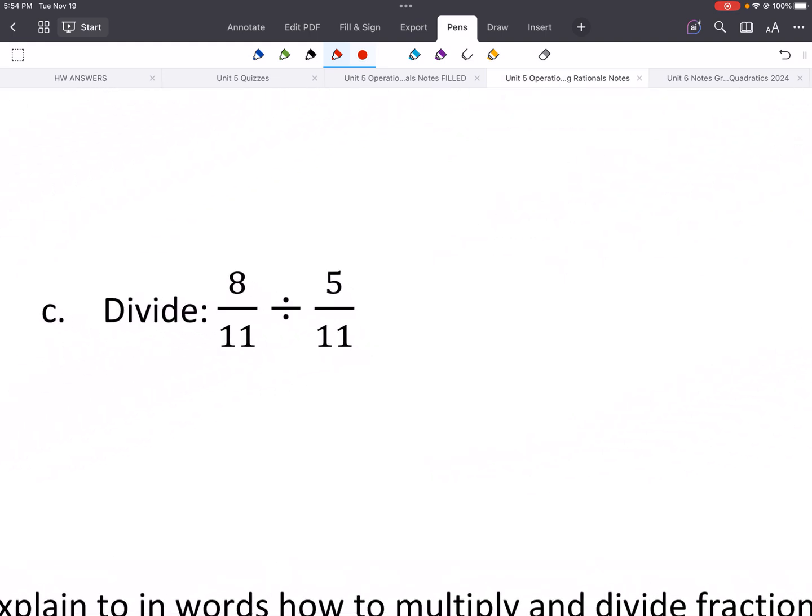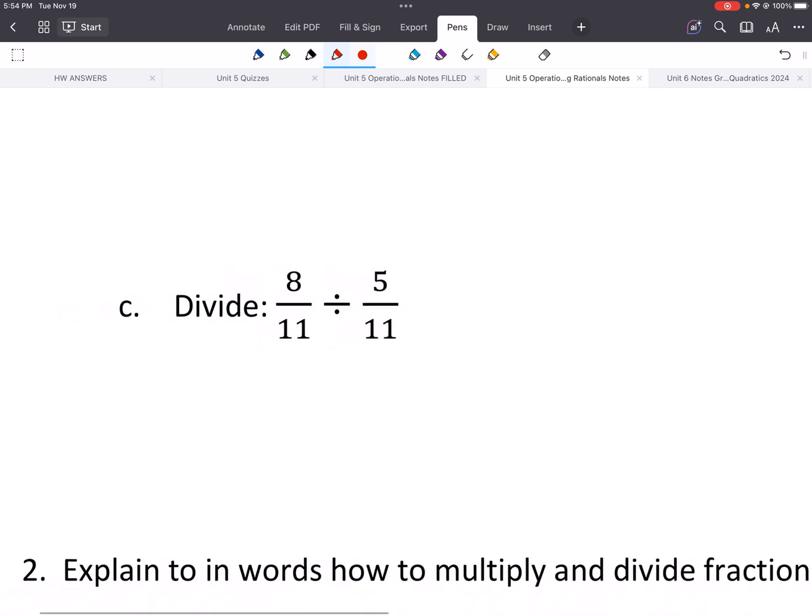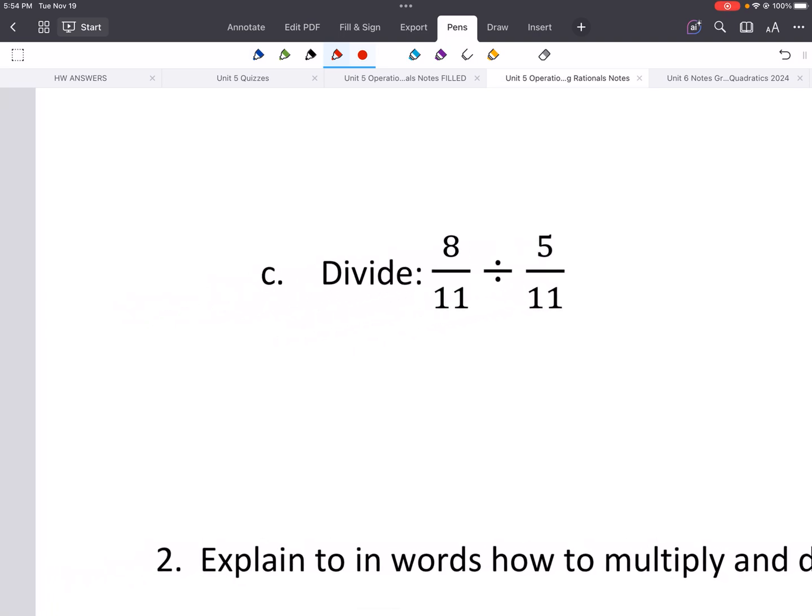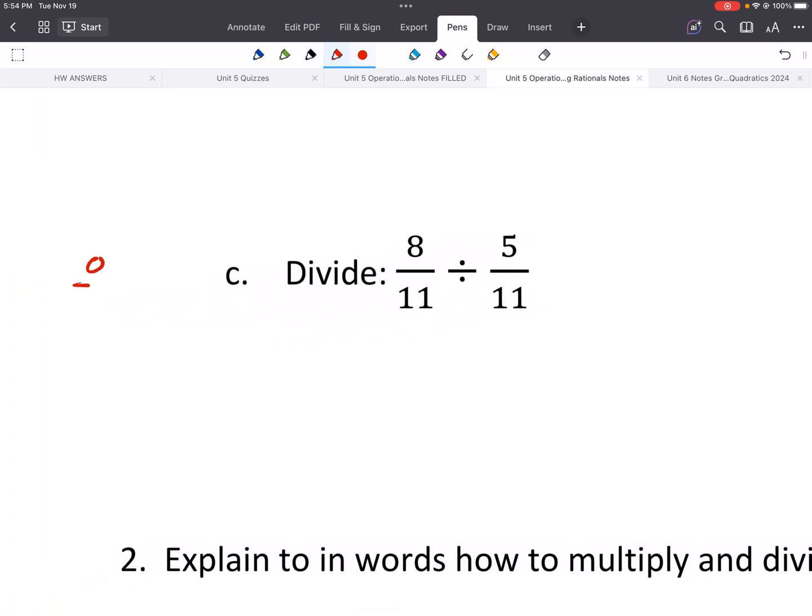Okay, so dividing is similar, but if you remember from probably elementary school, when we divide fractions, we can keep, change, flip. So let's talk about why that happens. If you remember that division is the same as a fraction, right? So 8 over 11 is the same as 8 over 11 divided by 5 over 11, okay?